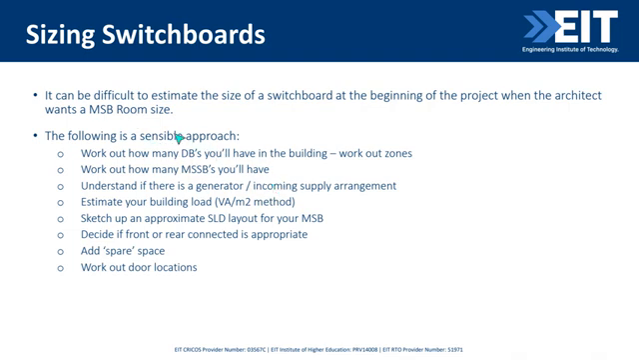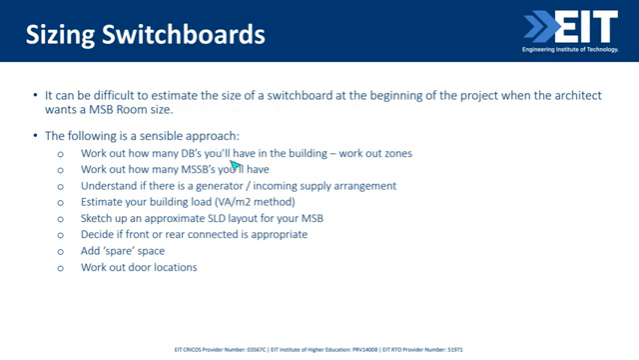So to do that, you'd need to work out how many distribution boards you are supplying from your main switchboard, because this will tell you how many outgoing circuits you have. Similarly, how many mechanical switchboards are you supplying from that main switchboard? What is your incoming power arrangement? You might have a generator, you might have two sources of supply. That will dictate how big your incoming supply tier would need to be. When you've got a rough estimate of your building load, that will tell you the amps that your switchboard may need to be rated to.